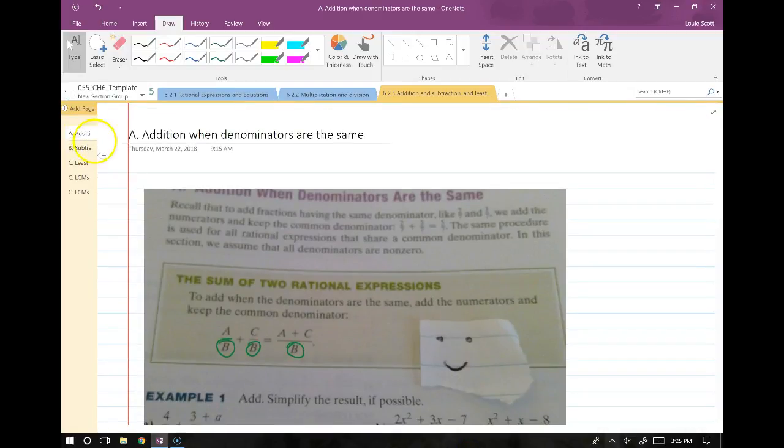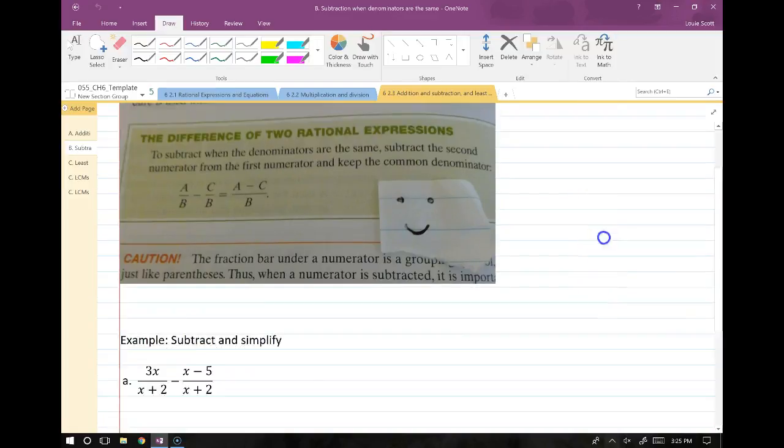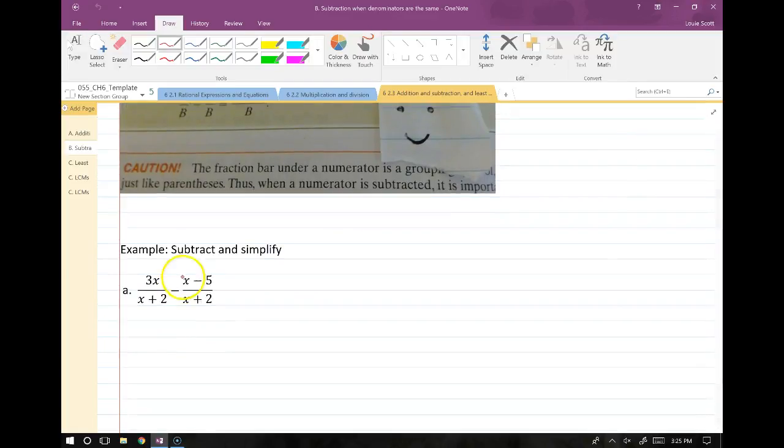Okay, let's go to subtraction. Here we go. It's the same rule, right? There's just a subtraction sign in the middle. The only thing to keep in mind with this one, one of the most common mistakes, is to not put parentheses around what you're subtracting. For this one, first of all, I notice these are the same, so I'm allowed to just subtract straight across. And this is equal to 3x minus, in parentheses, x minus 5.